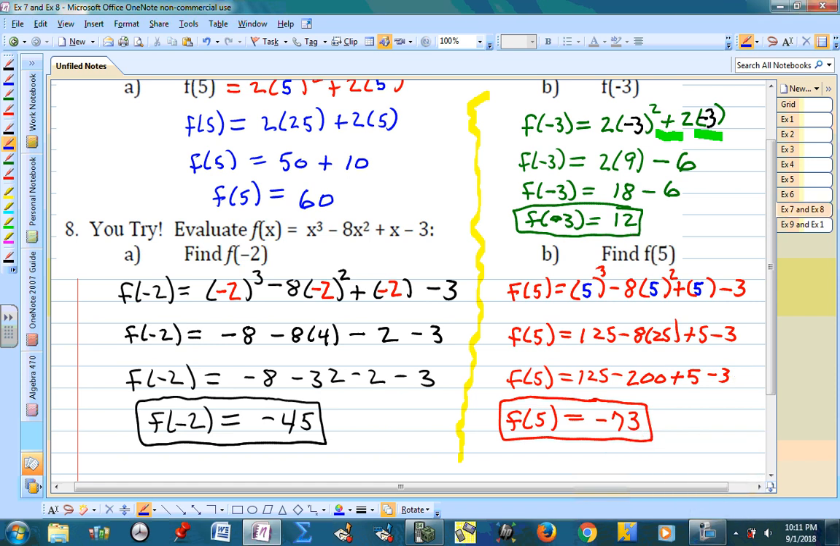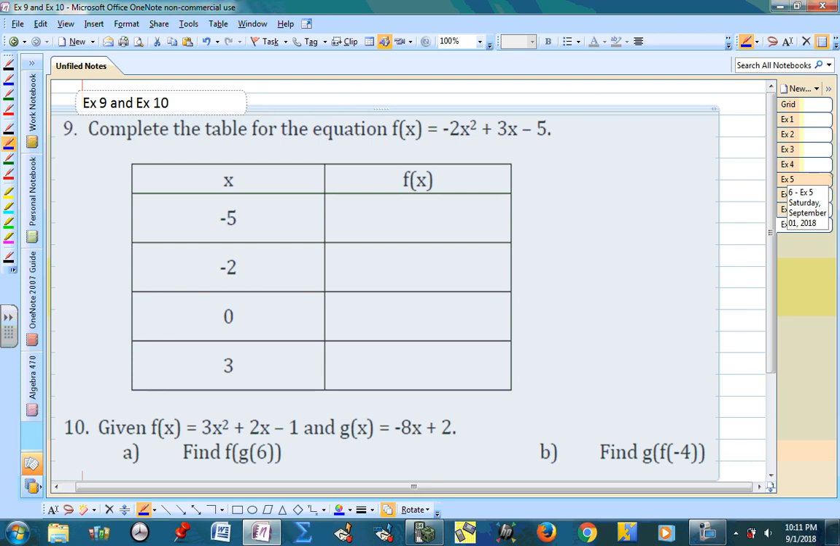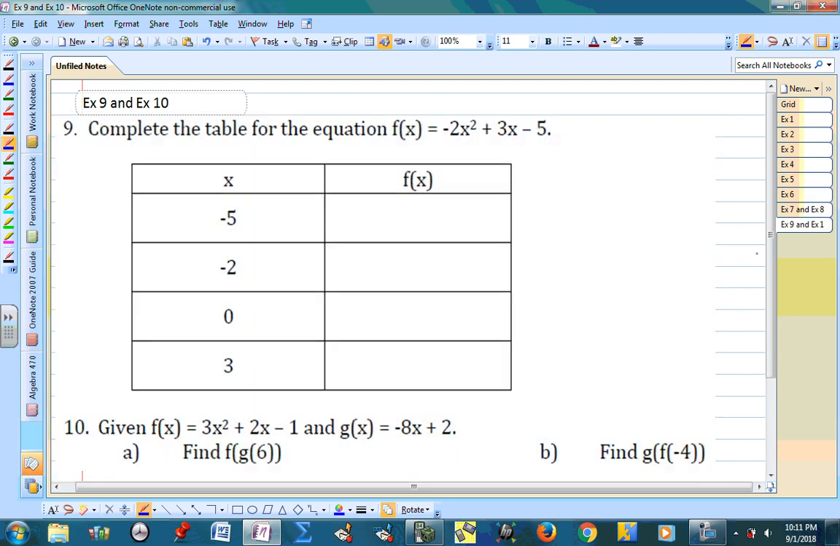Let's move on to examples 9 and 10. In example 9, we're asked to complete a circle. So all we're going to have to do is do repeated substitutions. Number 9, they give us this equation. They say f of x equals negative 2x squared plus 3x minus 5. So we need to substitute a few values in for x.